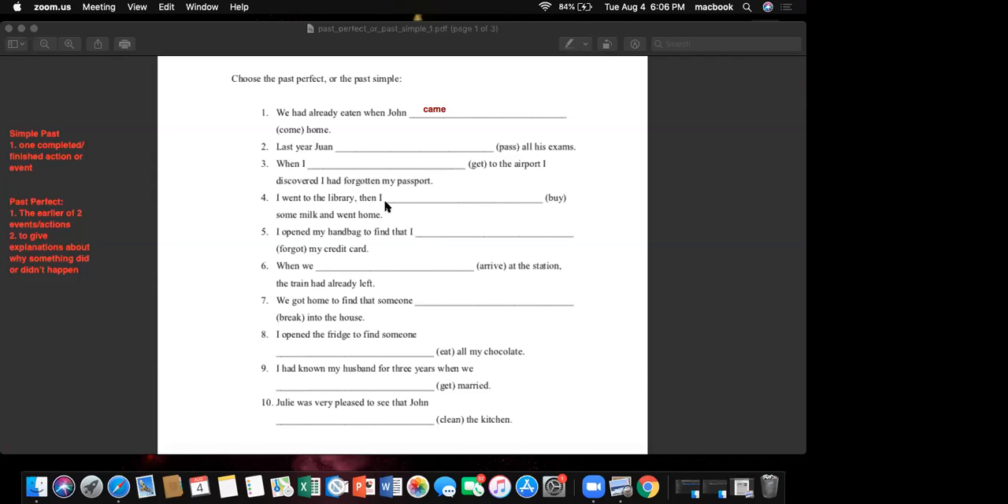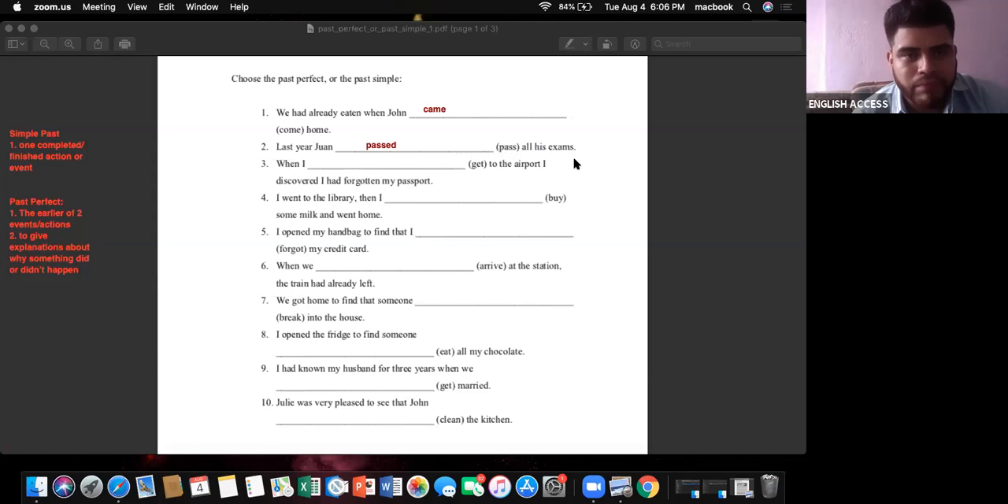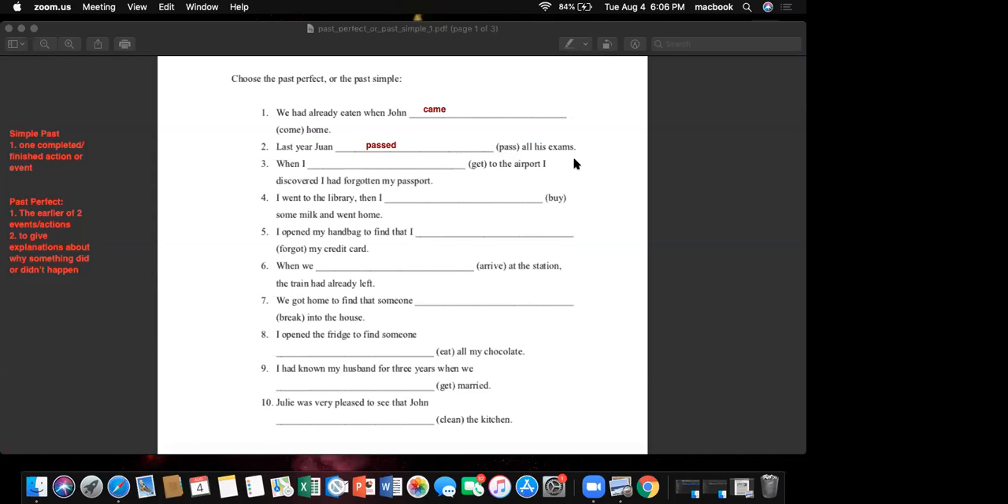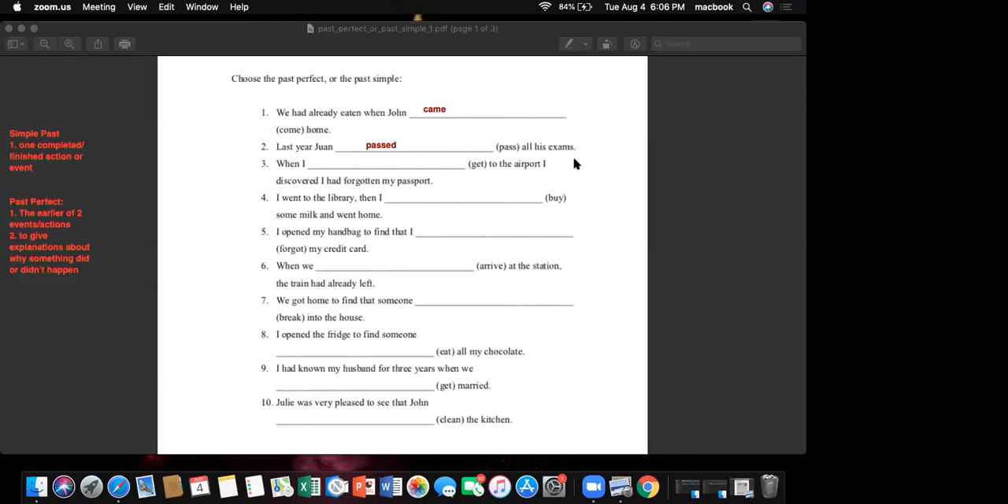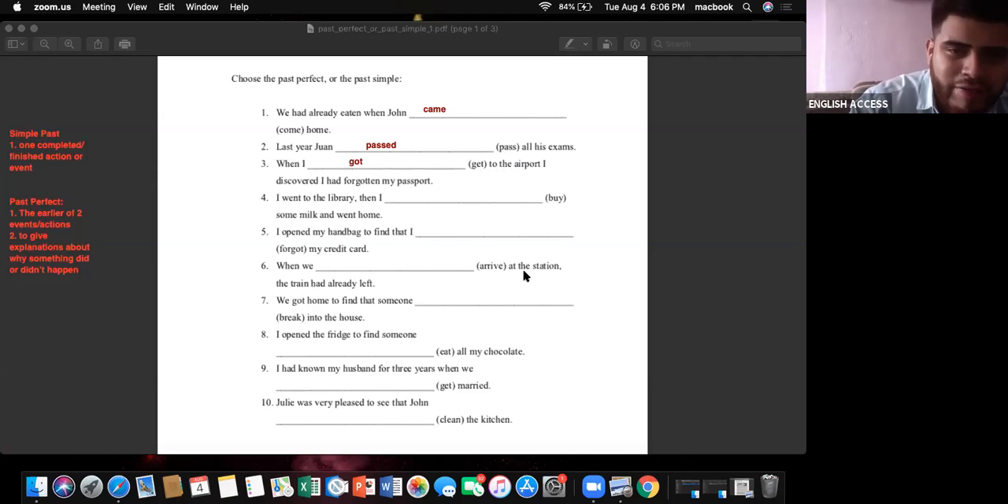Nydia, number two, last year Juan passed or had passed all his exams. Past. Why? Because the action I think is over. It's complete. Yeah, and it's only one action, right? Not two, just one. Okay, and number three, Oscar. When I got to the airport, I discovered I had forgotten my passport. Okay, very good.